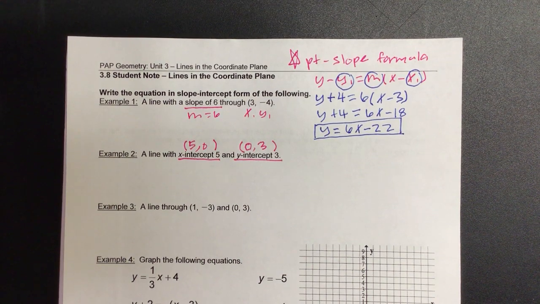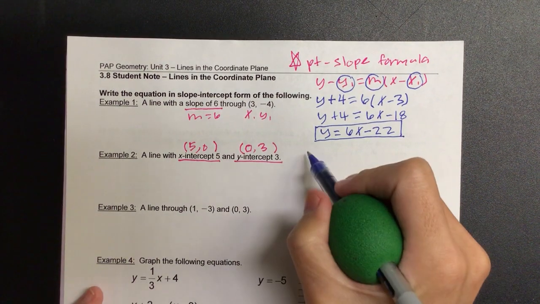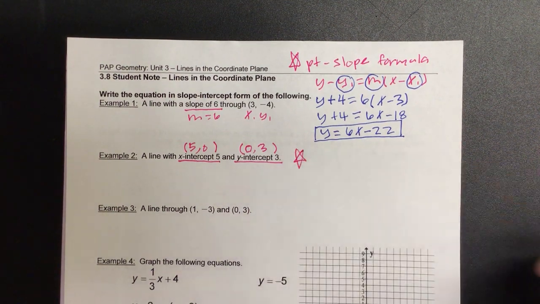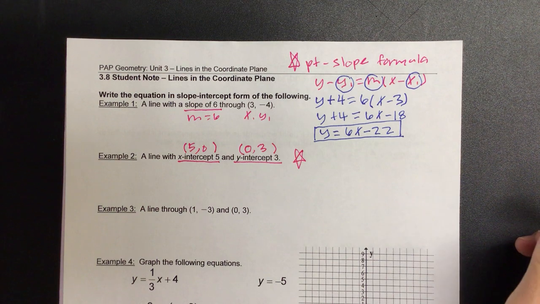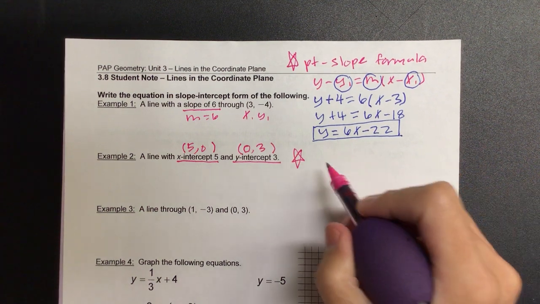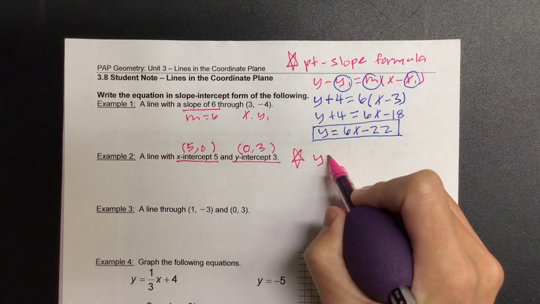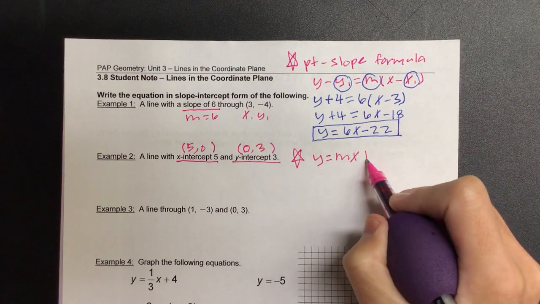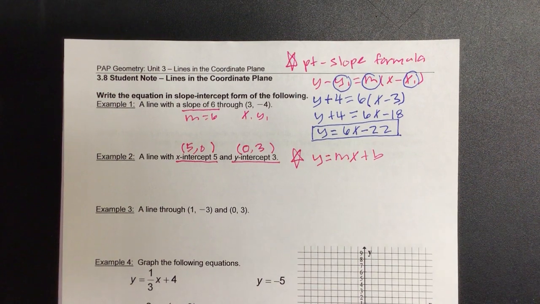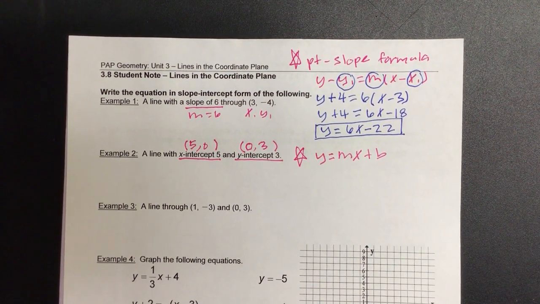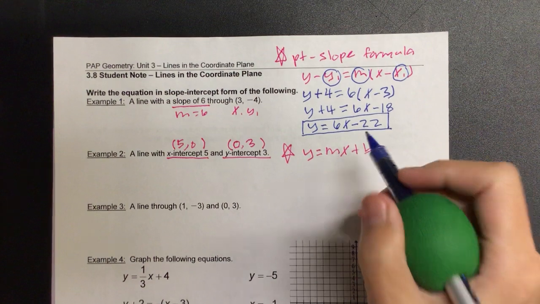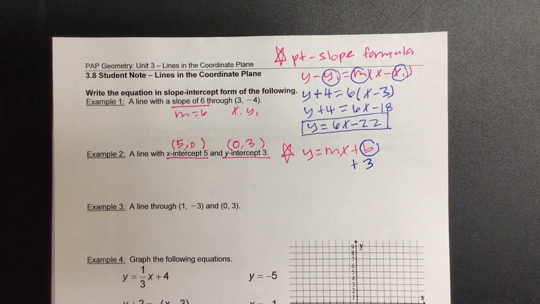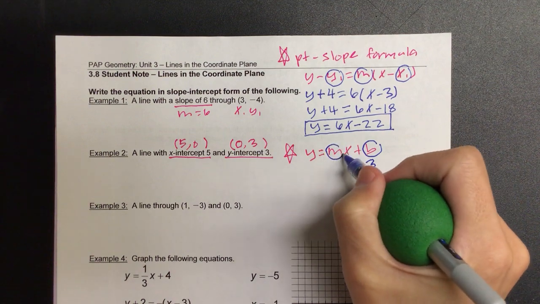Now for this one, I think I want to use a different formula. Put a star next to this one. Y'all remember the slope-intercept form? Y equals what plus b? There you go. mx plus b. And the reason I want to use this one is because we already have the y-intercept. That is already a 3. So the only thing I need to find is the slope.